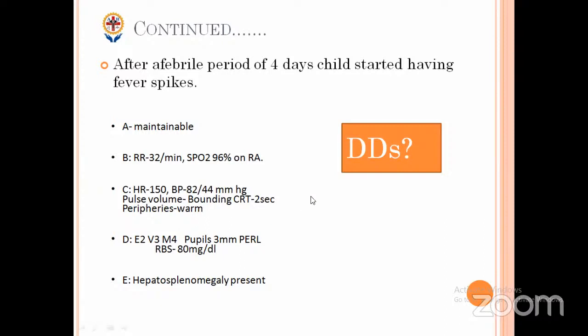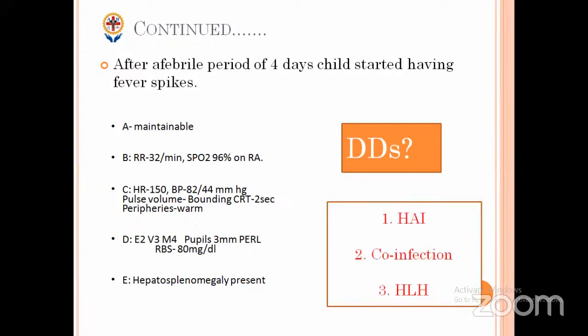Yeah, one thing is HLH. Second thing is, in the hospital worsening later, hospital acquired infection. Think of that. Co-infection. Exactly. So these are the 3 Ds I will keep: co-infection, hospital acquired infection, HLH.